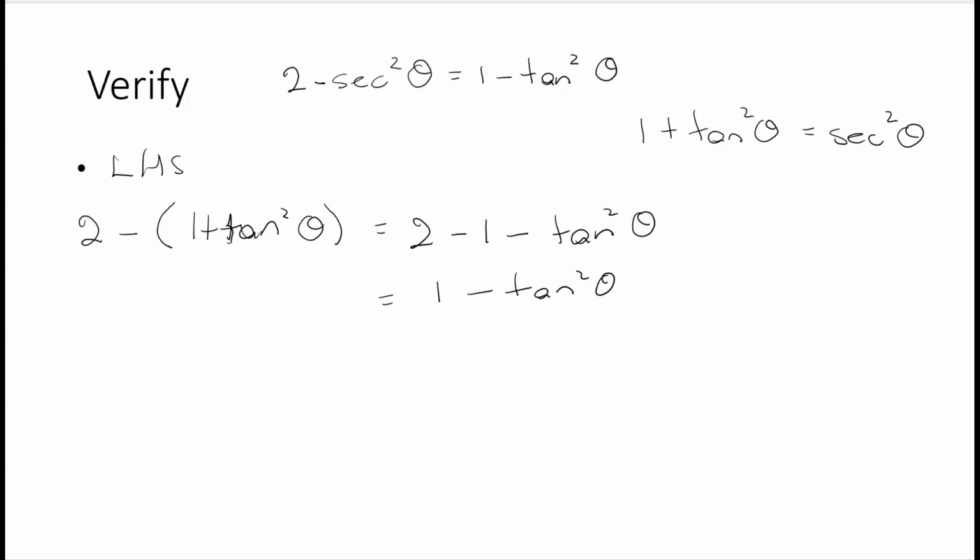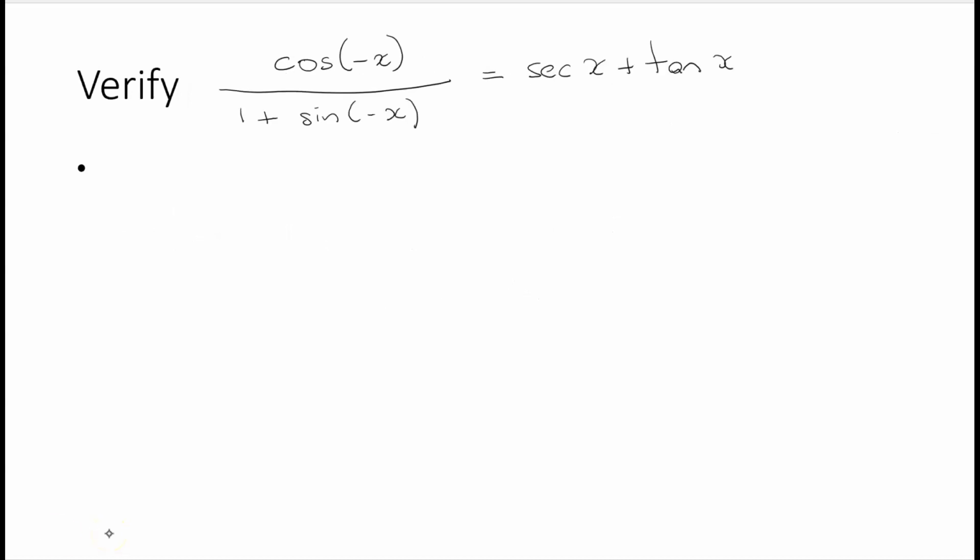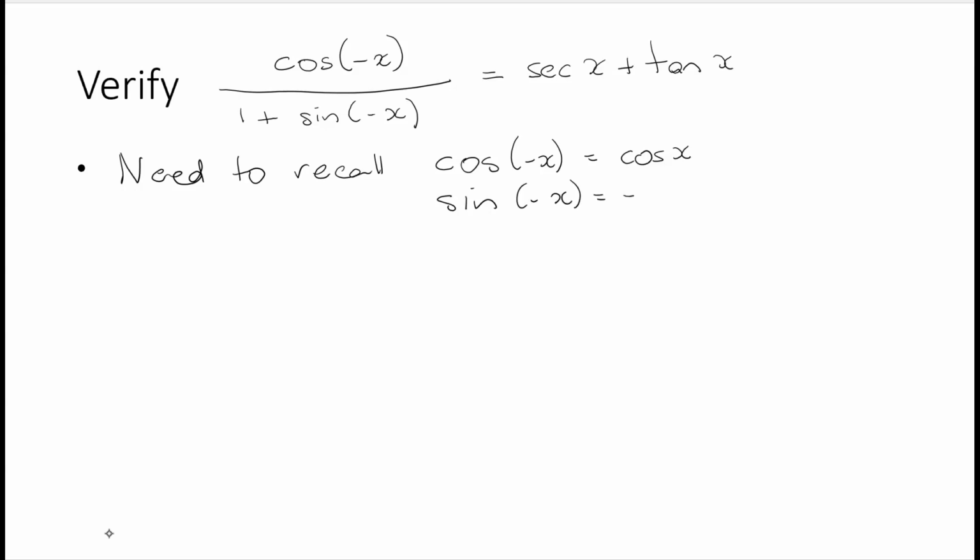Now the next one's a little bit harder, but not really. For this one, we need to remember that cos of negative x is the same as cos of x. And you can just check that, or you can go back to where we talked about odd and even functions, and also that sine of negative x is equal to negative sine x.